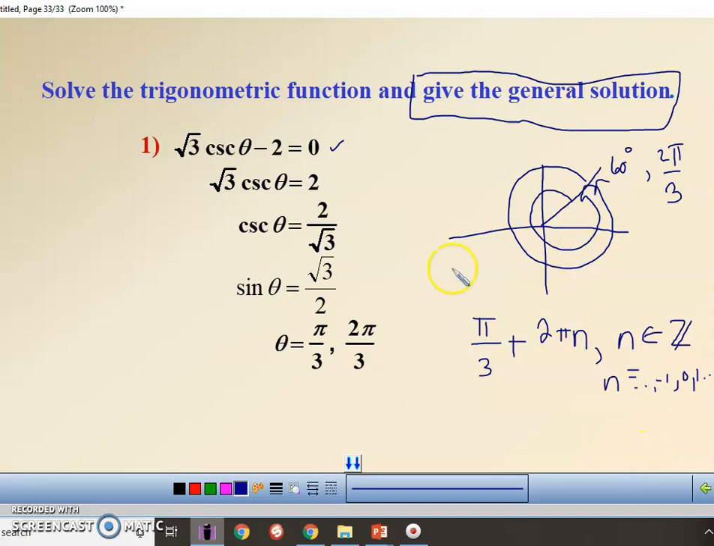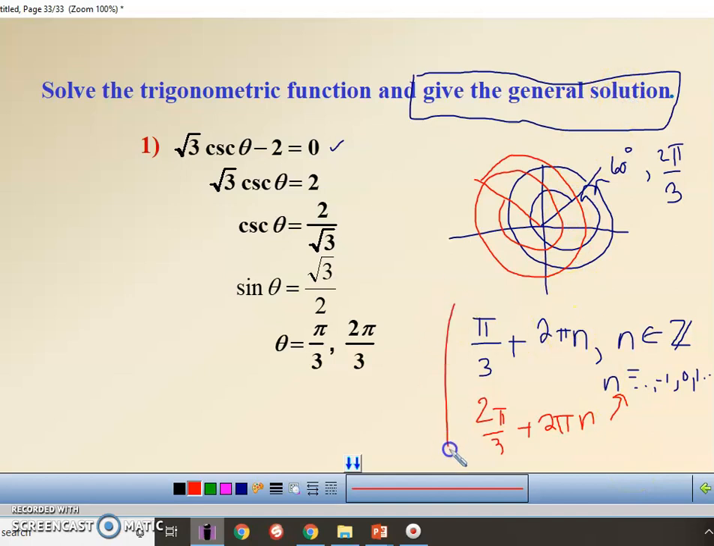You would do the exact same thing for 2 pi over 3, so the same idea holds. You could add infinitely many revolutions to 2 pi over 3, and so you would get your other general solution of 2 pi over 3 plus 2 pi n as well would work for the second set of answers. You've already written that n is an integer, so you only have to write it down one time. This would be what you would submit if I asked you for the general solution.